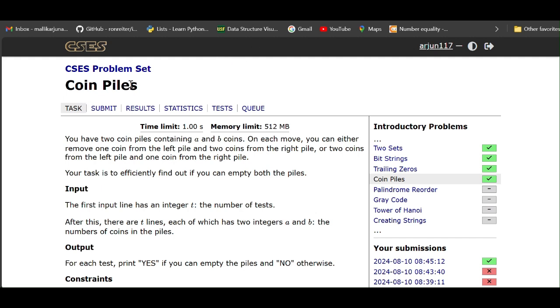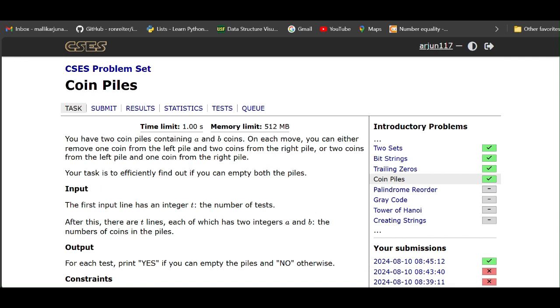Hello friends, today we're going to solve the Coin Piles problem of the CSES problem set. The question goes like this: we have two coin piles containing A and B coins. On each move, you can either remove one coin from the left pile and two coins from the right pile, or two coins from the left pile and one coin from the right pile. Our task is to efficiently find out if we can empty both the piles or not.